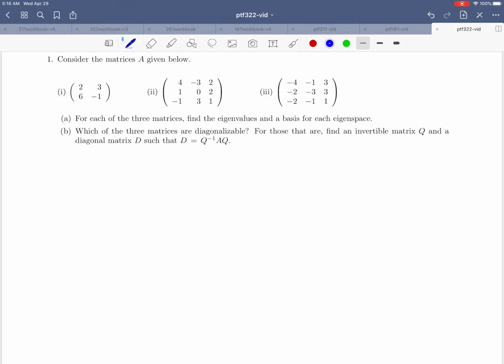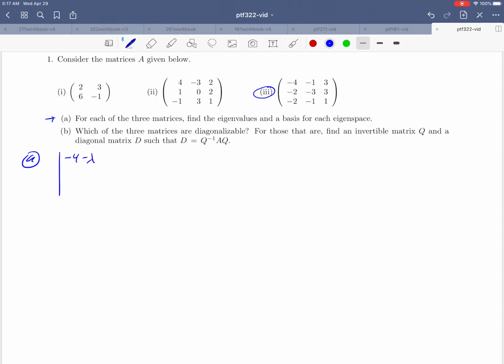Hi everybody, and welcome to part 3 of exercise 1. And again, in this problem, we are trying to determine bases for eigenspaces and to answer the question as to whether this matrix is diagonalizable or not. Okay, so we will start with part A here, which means we're looking for eigenvalues.